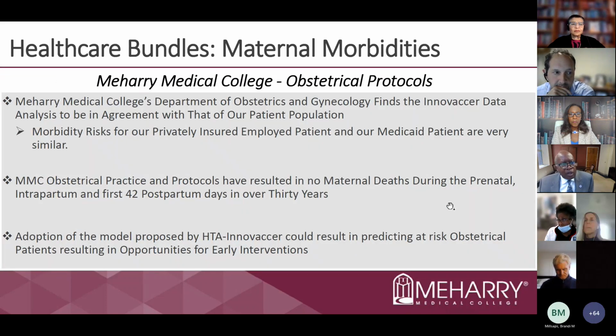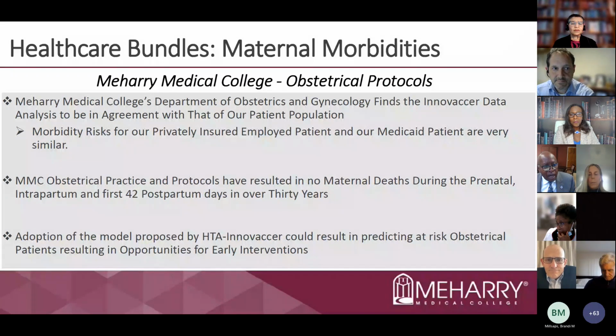And finally, we think the Innovaccer data analysis is in agreement with what we find in our patient population. The morbidity risk for our privately insured employed patients and our Medicaid patients are very similar. Thank God and good luck in our practice protocols. We've not had a maternal death within the first 6 weeks in over 30 years. We're not sure about later on because we can't follow all the patients all the way out. Adoption of this model proposed by HTA Innovaccer could result in predicting at-risk obstetrical patients, resulting in opportunities for early interventions. Thank you.